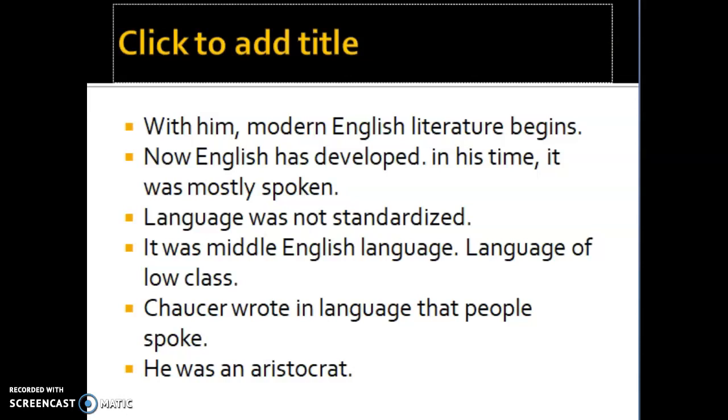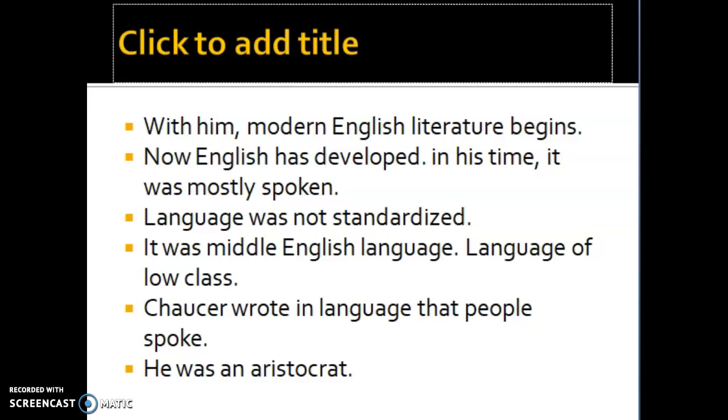It had not reached into its true color yet, and it was called Middle English language, and it was considered the language of lower classes. Latin language used to be considered the language of elite classes, and nobody was ready to write in English language, because English was considered the language of lower class. And Chaucer, despite being an aristocrat and a rich man and a person of high class, elite class, he decided to write in the language of common people, commoners, which made him really famous.